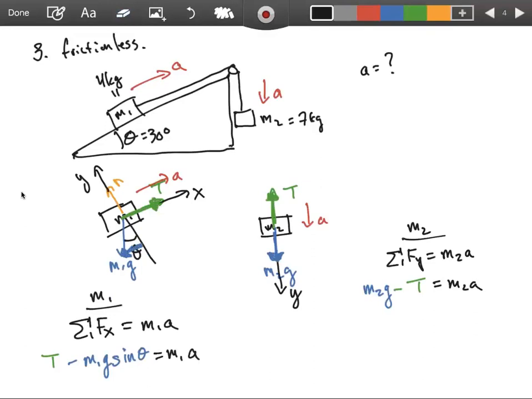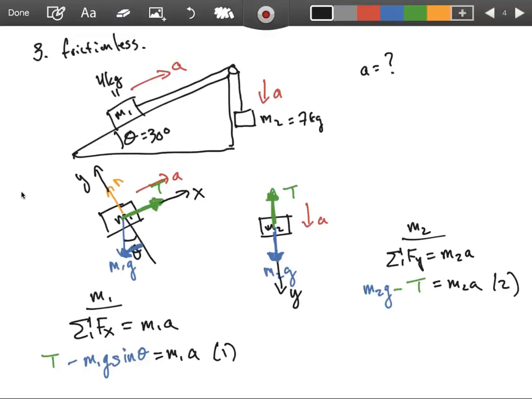So let's look at this one. Again, I can find the acceleration if I know the mass m1, which I do, if I know g, which I do, if I know the angle, which I do, and if I know the tension, which again, I don't. But I can combine these two expressions together by noting that the left one is equation 1 and the right one is equation 2.